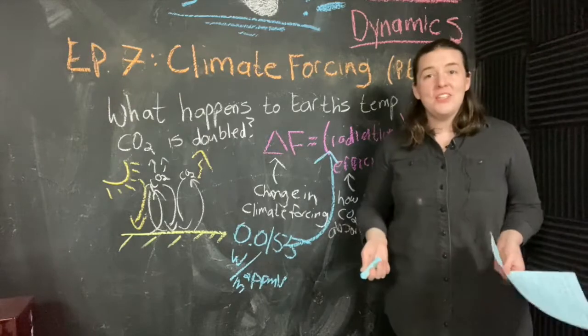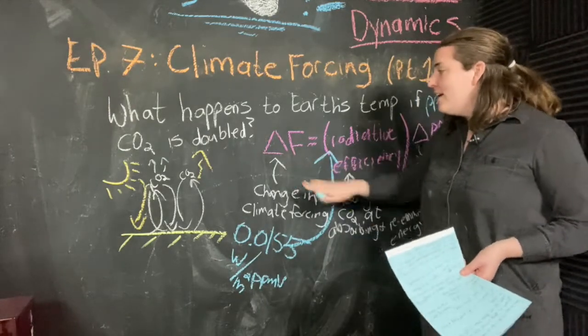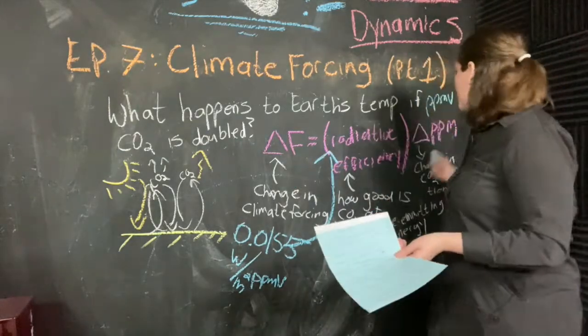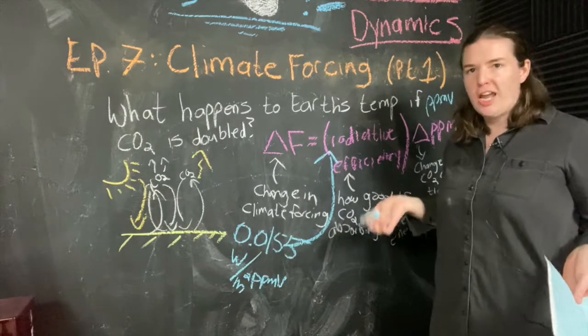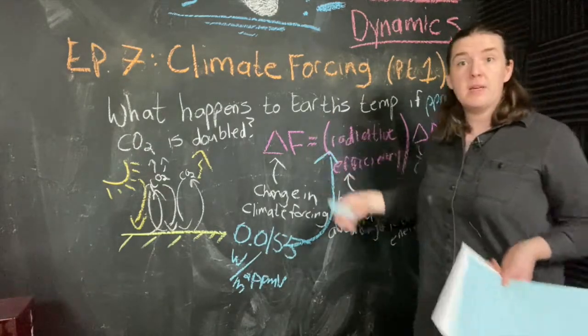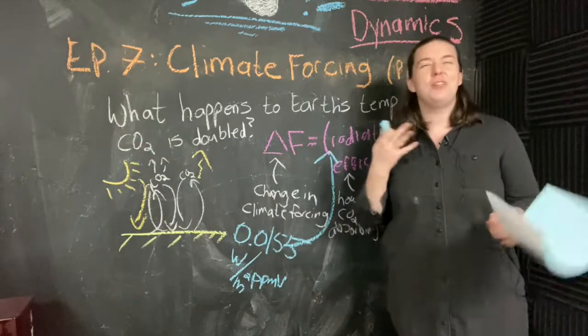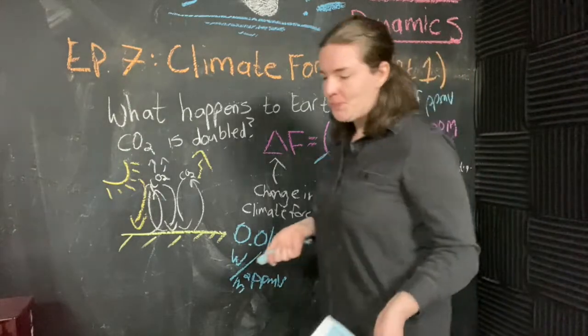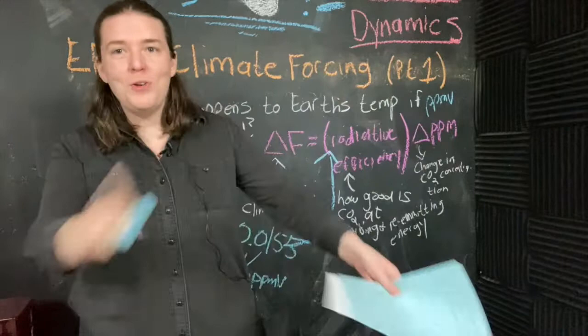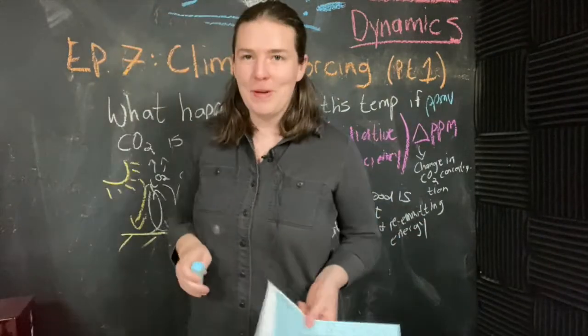So then the last thing we need to do to get a number is figure out how much the change was. I know we want to double, but can we put a specific number in units of parts per million to that? Okay, pause real fast while I erase the board and get some more space to work with.